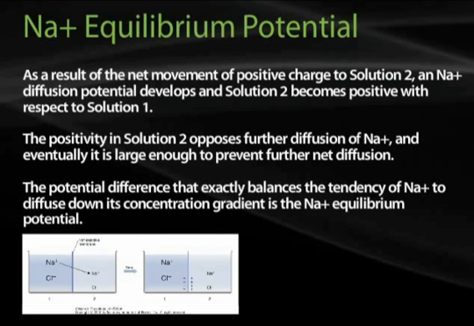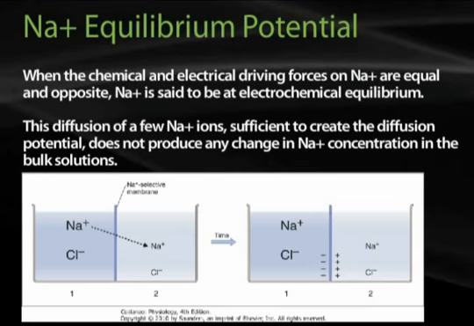As a result of the net movement of positive charge to solution 2, a sodium diffusion potential develops, and solution 2 becomes positive with respect to solution 1. The positivity in solution 2 opposes further diffusion of sodium, and eventually it is large enough to prevent further net diffusion. The potential difference that exactly balances the tendency of sodium to diffuse down its concentration gradient is the sodium equilibrium potential.